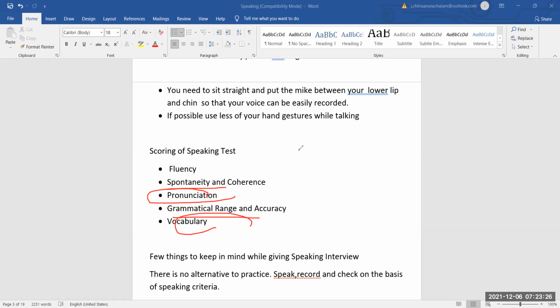And that's why in the beginning, I told you, please consider this interview as a casual conversation. Okay, don't consider the examiner as a formal examiner. Try to consider the person as your friend. Okay, all you need to do, in order to fetch a high score in speaking, is practice. That's the ultimate key. Practice, speak, record, and check on the basis of the speaking criteria, the parameters: fluency, spontaneity and coherence, pronunciation, grammatical range and accuracy, and vocabulary.